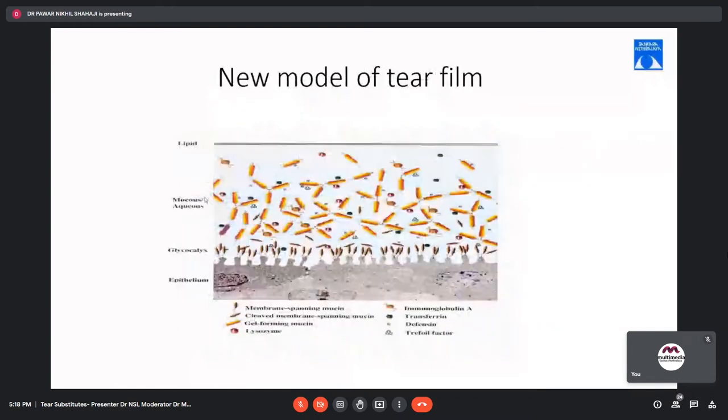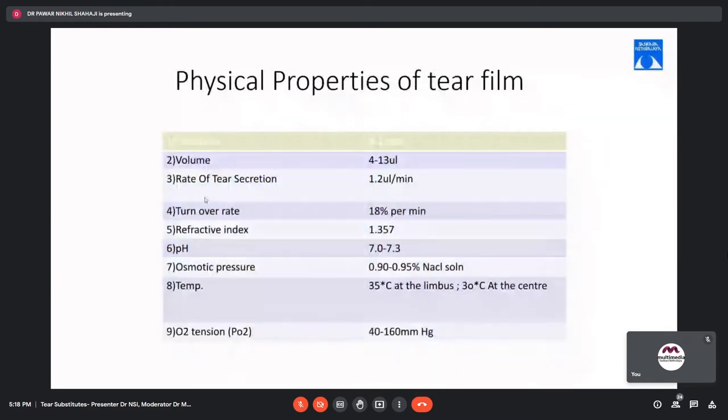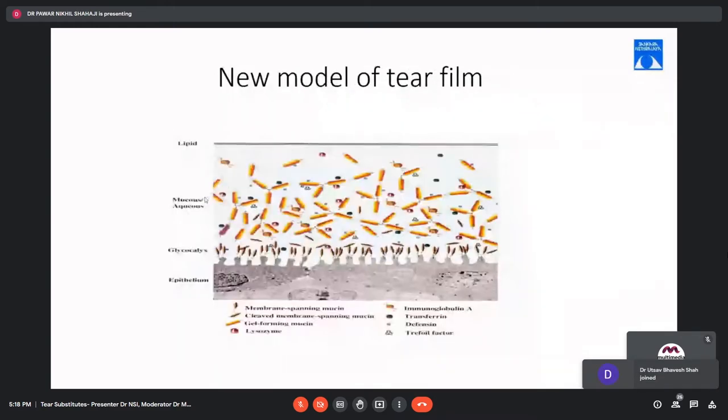So the glycocalyx enables the gel-like structure in front of the epithelium. That is the retention of the tear film over the epithelium. That's because of the presence of the glycocalyx.